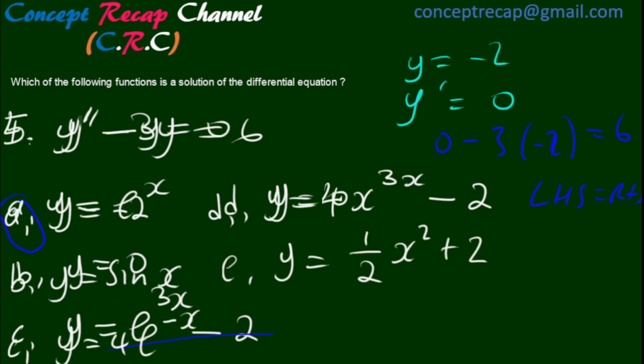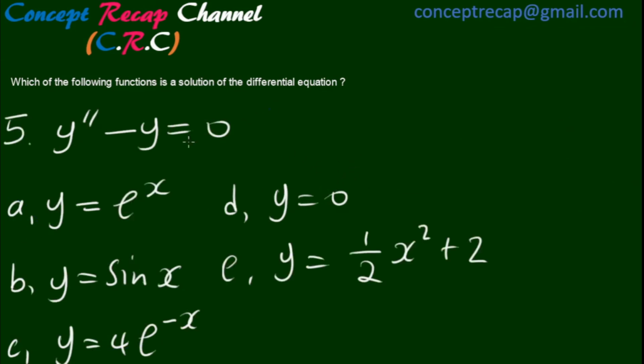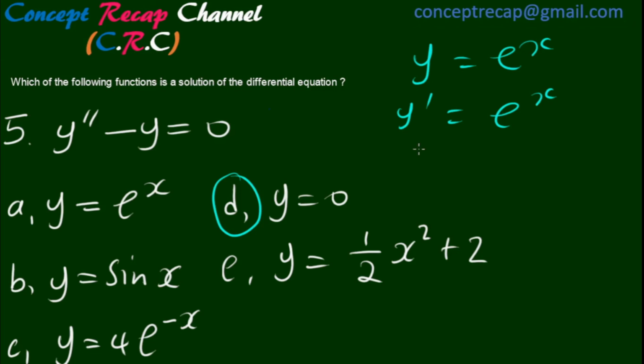So let's move to another question, and the question is this one. Here, y prime minus y is equal to 0. If y is equal to 0, this is definitely a solution. So what about A? If y is equal to e to the x, y prime will be the same thing, e to the x. So if you substitute into the equation, you have e to the x minus e to the x.